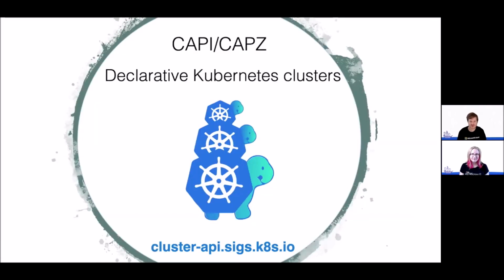You may have heard of Cluster API or Cluster API for Azure. It allows you to declaratively build Kubernetes clusters. So think of a YAML file that defines how your Kubernetes cluster is to be built. CAPI implements that with a series of controllers. And CAPZ is the Azure provider to Cluster API. It's turtles all the way up.